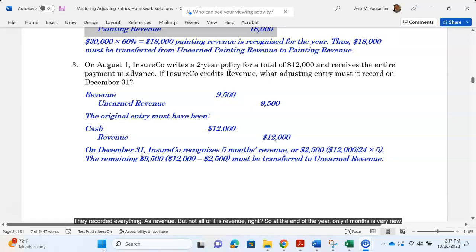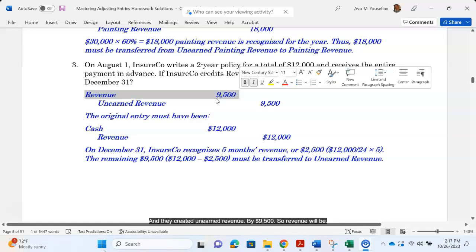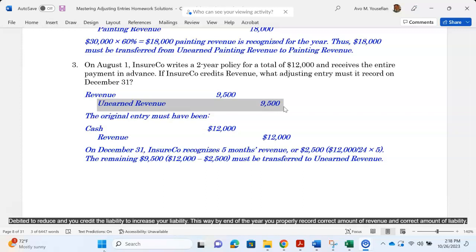as revenue, but not all of it is revenue, right? So at the end of the year, only 5 months is revenue. So they have to reduce the revenue by $9,500. That's a debit of revenue. And they credit unearned revenue by $9,500. So revenue will be debited to reduce, and you credit the liability to increase your liability. This way, by the end of the year, you properly record the correct amount of revenue and the correct amount of liability.